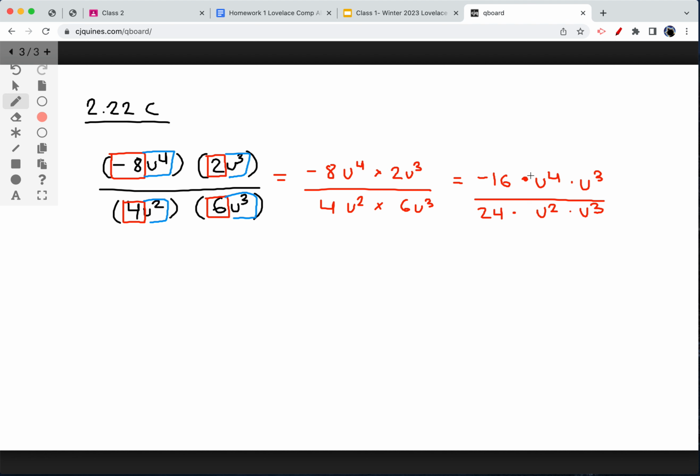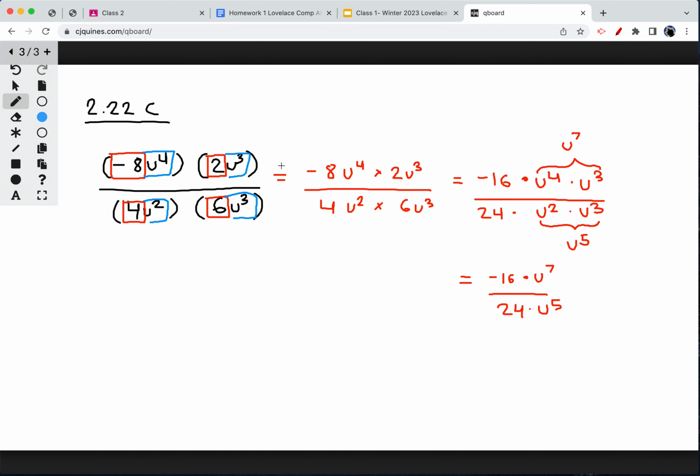So we know that u to the power 4 times u to the power 3 will be equal to u to the power 4 plus 3, which is just u to the power 7. And similarly, we know u to the power 2 times u to the power 3 will be u to the power 2 plus 3, which is just u to the power 5. So then we can say this is minus 16 times u to the power 7 over 24 times u to the power 5.